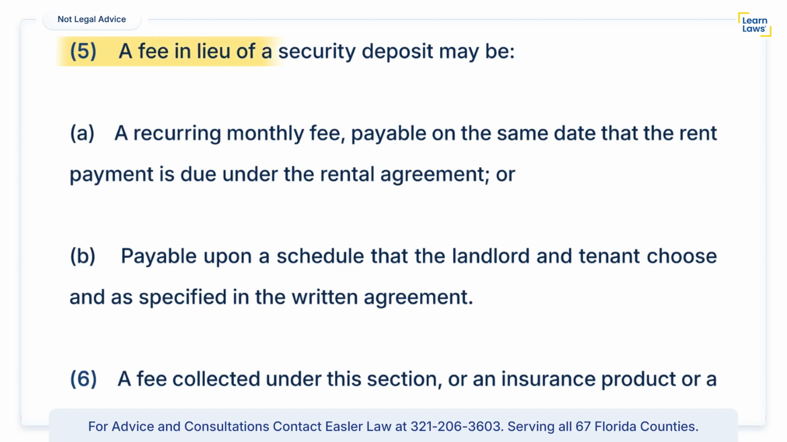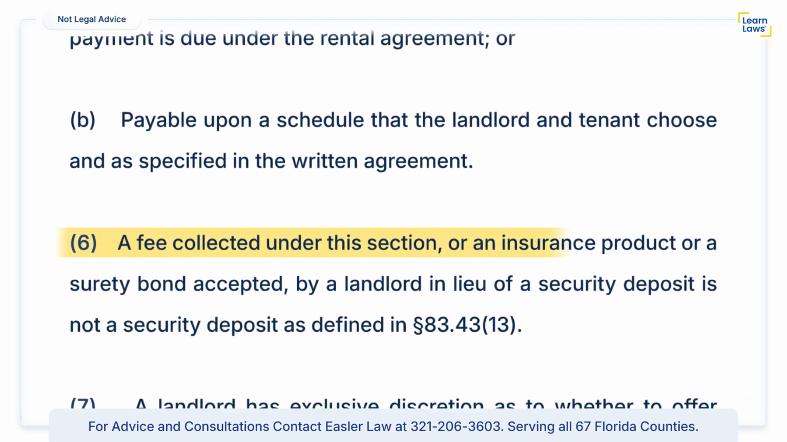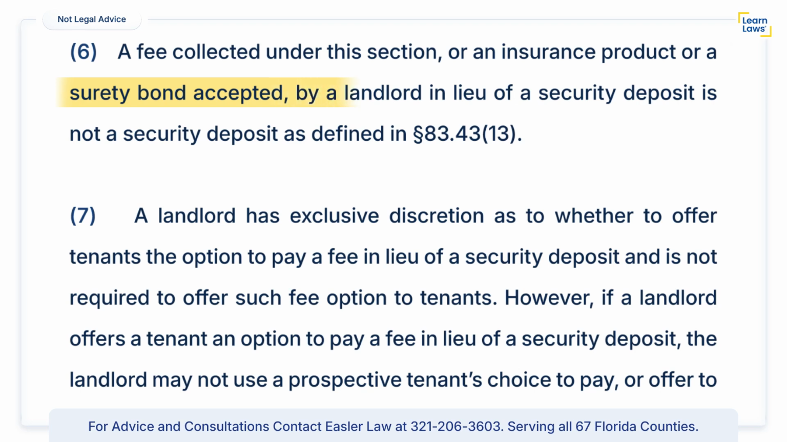5. A fee in lieu of a security deposit may be A, a recurring monthly fee payable on the same date that the rent payment is due under the rental agreement, or B, payable upon a schedule that the landlord and tenant choose and as specified in the written agreement. 6. A fee collected under this section, or an insurance product or a surety bond accepted by a landlord in lieu of a security deposit, is not a security deposit as defined in Section 83.43(13).